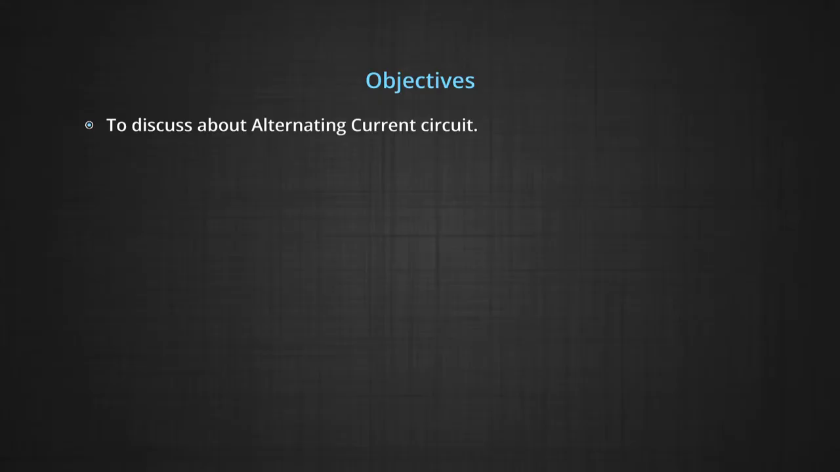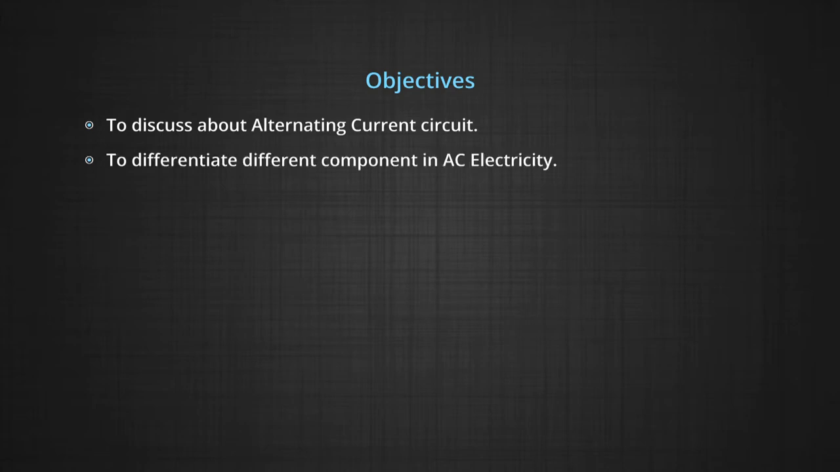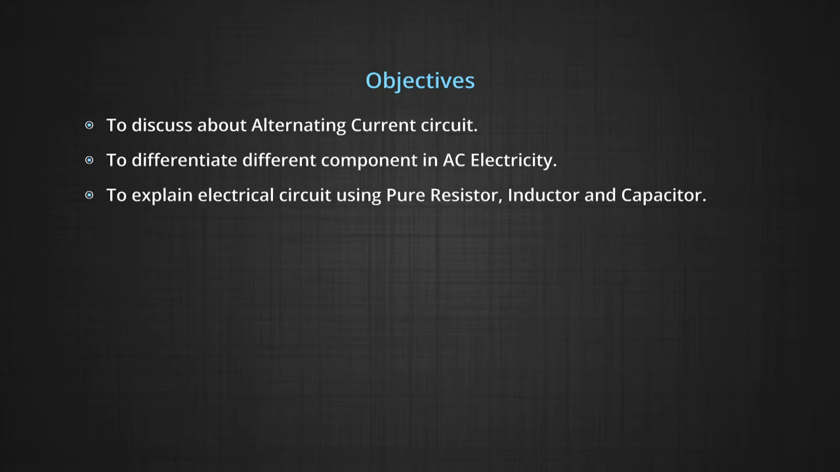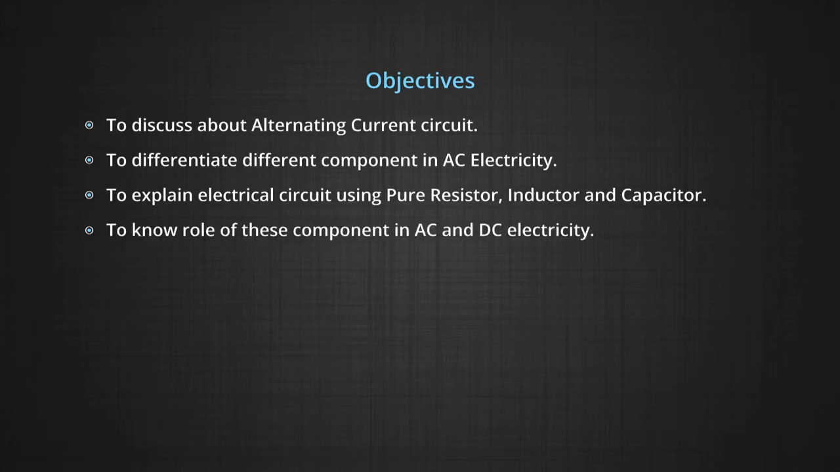Our objectives of this module are to discuss alternating current circuit, to differentiate different components in AC circuit, to explain electrical circuit using pure resistor, inductor and capacitor, to know the role of those elements in AC and DC as well, to represent R, L and C geometrically.